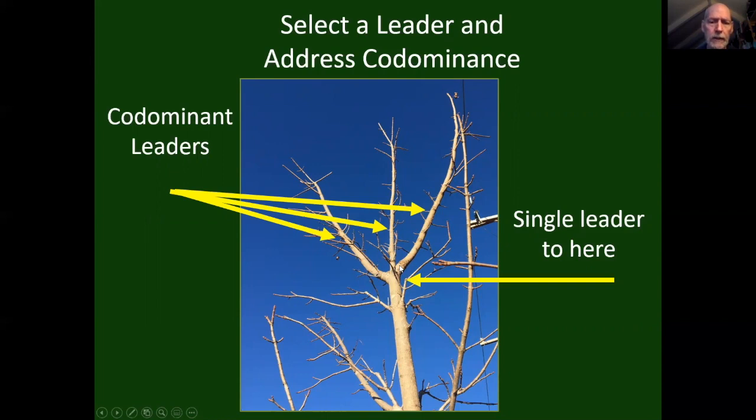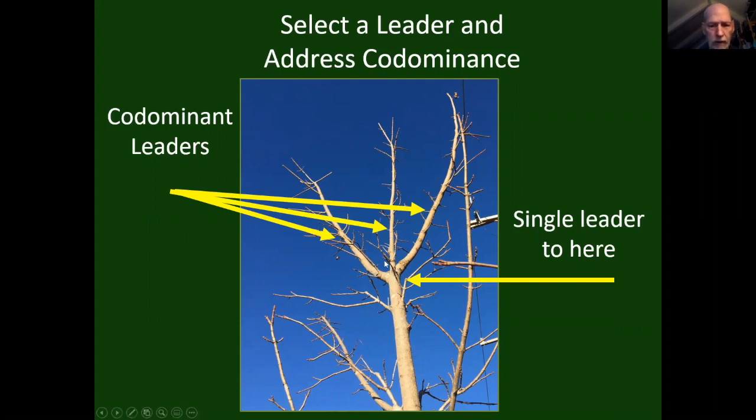And sooner or later, with wind, with ice, with snow, one or more of these are going to fail. So you have to do something. First, you have to decide which one of these is the leader. Which one do you want as the leader? Because you're either going to take off or reduce the other two. And usually you pick the one that's straightest up. Not always. There may be some reason why you decide that you want to keep this one or this one.